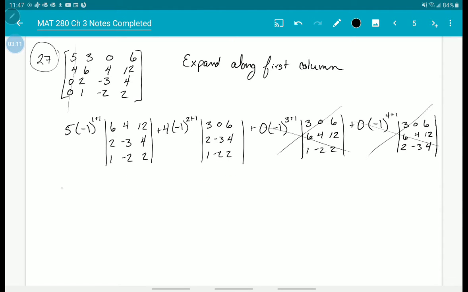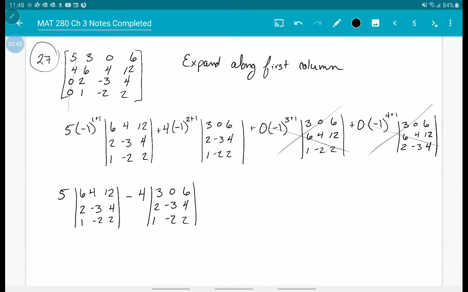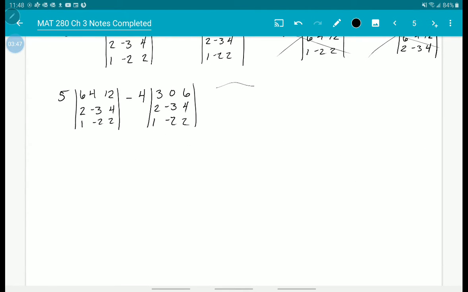So I'm going to simplify. So this is going to be 5. Negative 1 squared is a positive 1. 1 times 5 is 5, times this determinant. And we're going to do some side work to find these determinants. Then we're going to have 4 times negative 1 cubed. Negative 1 cubed is a negative 1. Negative 1 times positive 4 is a negative 4. And then we're going to have to find that determinant. So we're going to go off to the side and find those determinants.